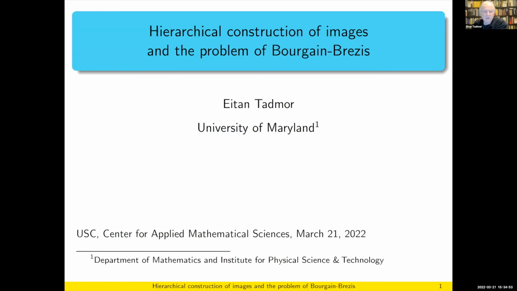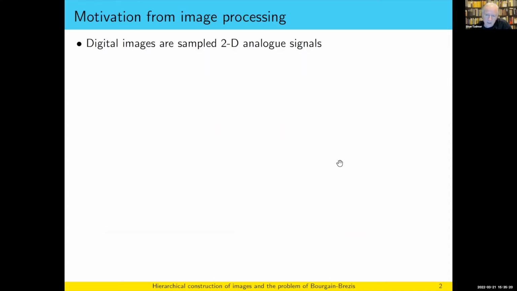And without further ado, let me get into the main topic of this talk, which is image processing and a problem of Bourgain-Brezis. The path of this talk is a little bit convoluted, so I will try to slow down at certain points, and I will start the talk with a motivation from image processing. Assuming that most of you are not familiar with the technicalities of image processing, I will allow myself 1 or 2 slides for introduction, and here it is.